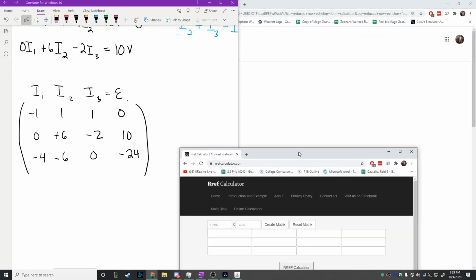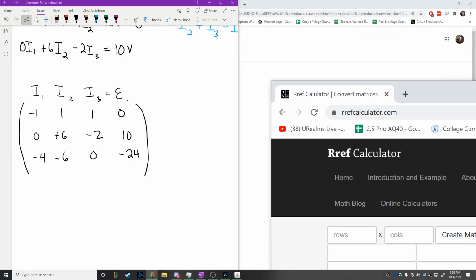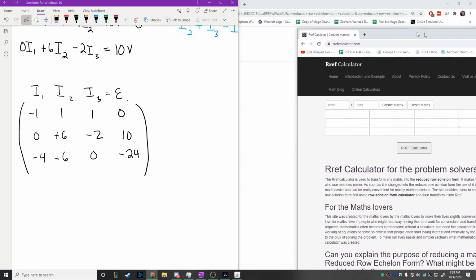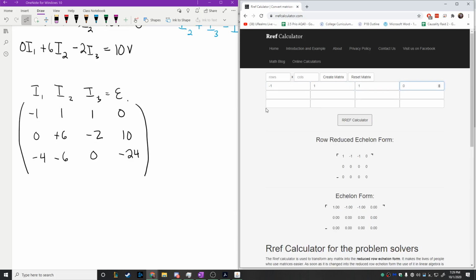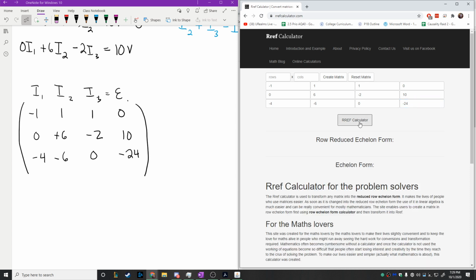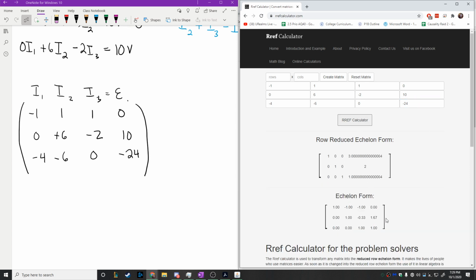All of this can be done on a TI, and I'll show you the steps on a TI. I need to get this to go right to the edge. There we go. So we're just going to plug these in here. So -1, 1, 1, 0. Oops, not done yet. 0, 6, 6, -2, 10, -4, -6, 0, -24. And then we're going to do RREF calculator. That didn't work out. Oh, it did. There's our answers right there.